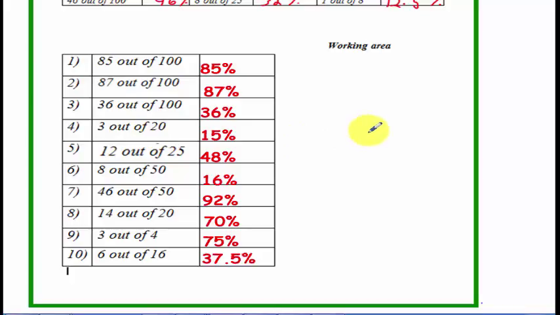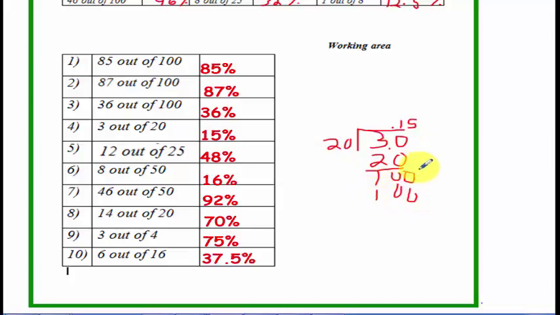3 out of 20. Remember, what we're going to do is take the 3 and we're going to divide it by 20. Okay, put your decimal point up. 20 can't go into 3, right? No. So we put a 0 here. 20 goes into 30 one time. 1 times 20 is 20. Subtract. Oh, draw your line to subtract. And we have 100. How many times does 20 go into 100? Well, 5 times. 5 times 20 is 100.